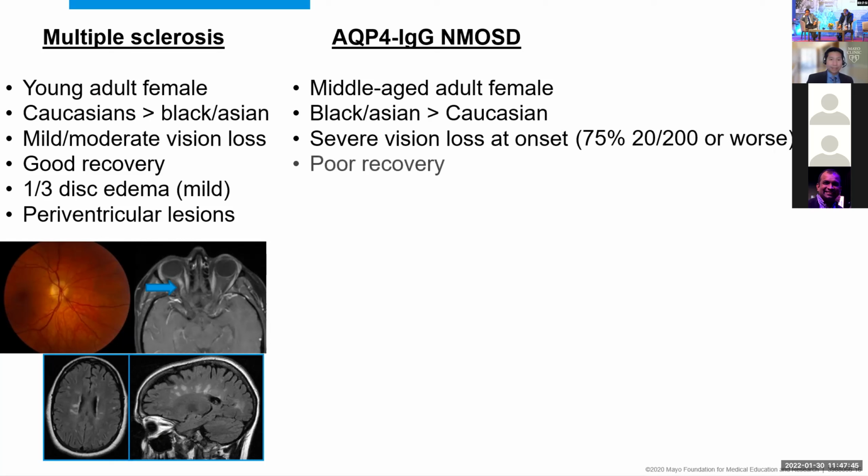That's legally blind. And unfortunately, the recovery tends to be poor, with up to 50% of patients ending up with a vision of 20/200 or worse. You compare that to MS, it's only 3%. So this is magnitudes worse in terms of prognosis.